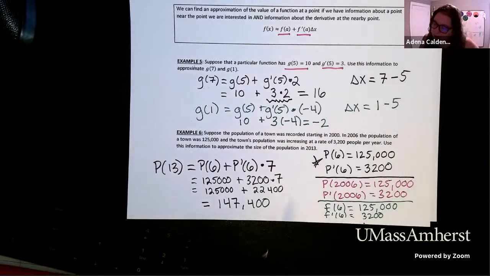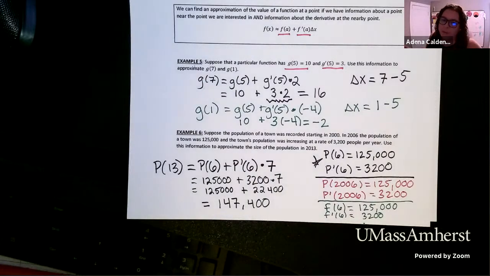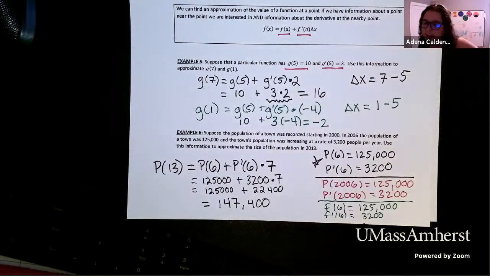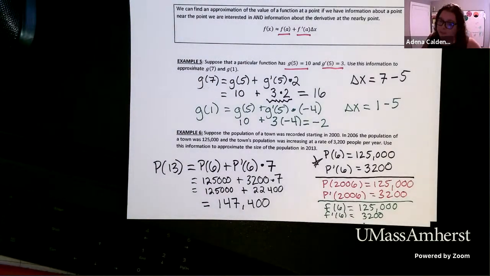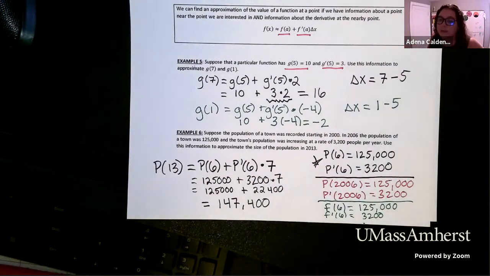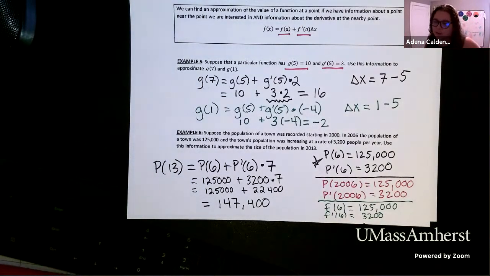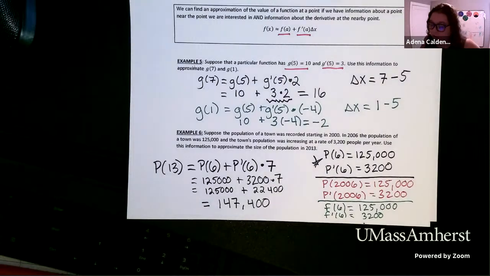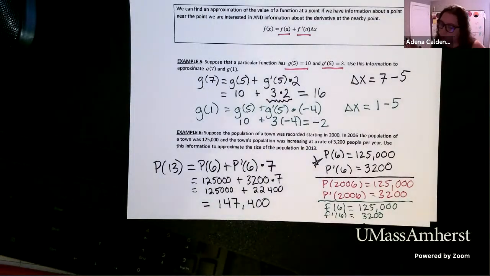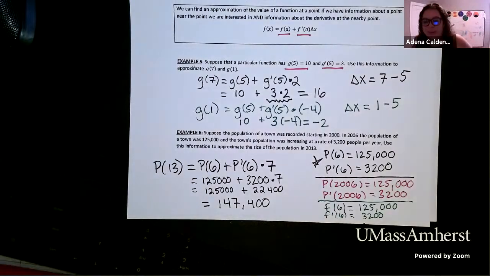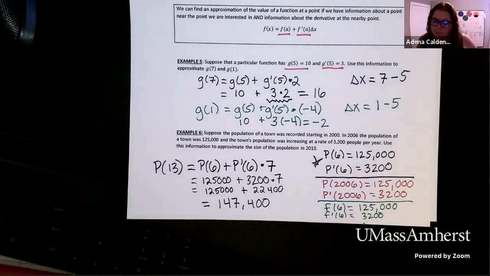So here it's an approximation. How good is it? Well, we're 7 years out. So if we were looking at the population in 2007, that would be a pretty good approximation. In 2013, not quite as good, right? Because now we're 7 years out instead of 1 year out, and the population rates can change year to year. So it's an okay approximation, right? But it's the best we can do with the information we have. Okay, so that's one way that this comes up.